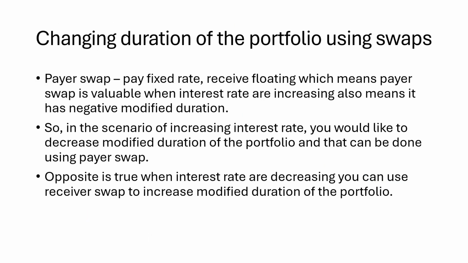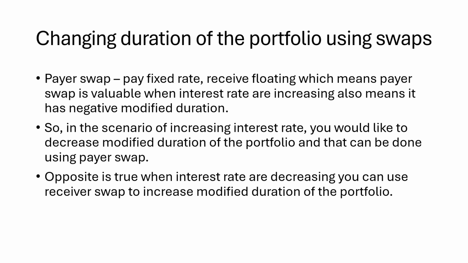And how do swaps change the duration of the portfolio? We know that a payer swap is pay fixed rate and receive floating, which means a payer swap is valuable when interest rates are increasing and it has a negative modified duration. In the scenario of increasing interest rates, you would like to decrease the modified duration of the portfolio. That can be done with the payer swap, which has negative modified duration. And the opposite is true when interest rates are decreasing. You can use a receiver swap to increase the modified duration of the portfolio.